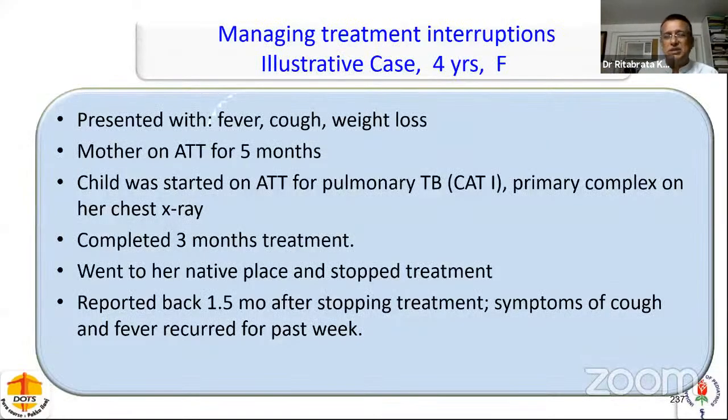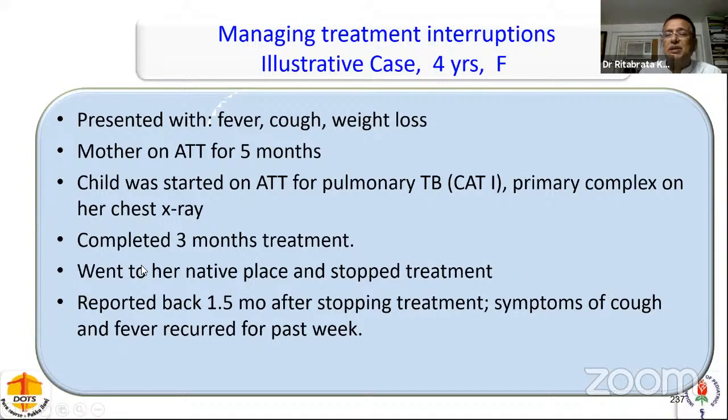So now let us see a few cases, what happens if there is interruption of therapy. A 4-year-old female child presented with fever, cough, and weight loss. The mother was on anti-TB drugs for 5 months. The child was started on anti-TB drugs for pulmonary TB, CAT1, that means 2-HRZE and 4-HRE. And there was some abnormality seen on the X-ray.